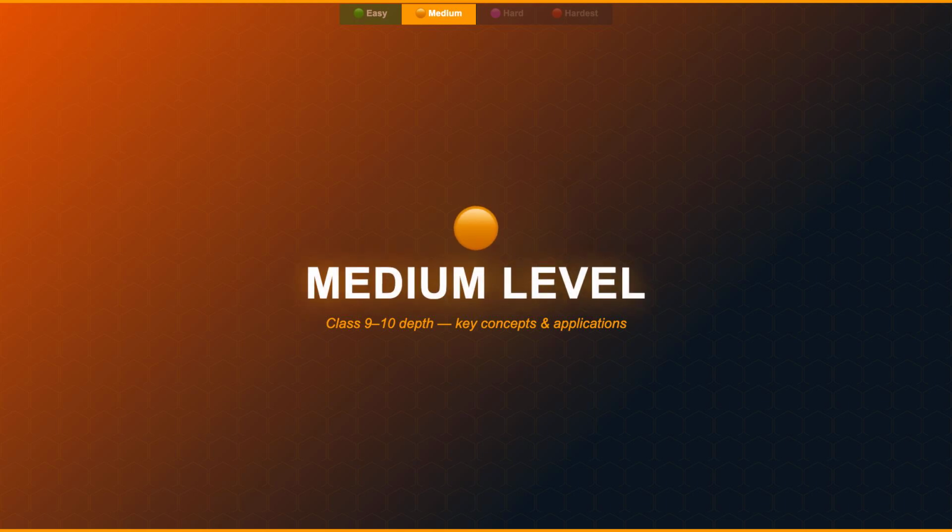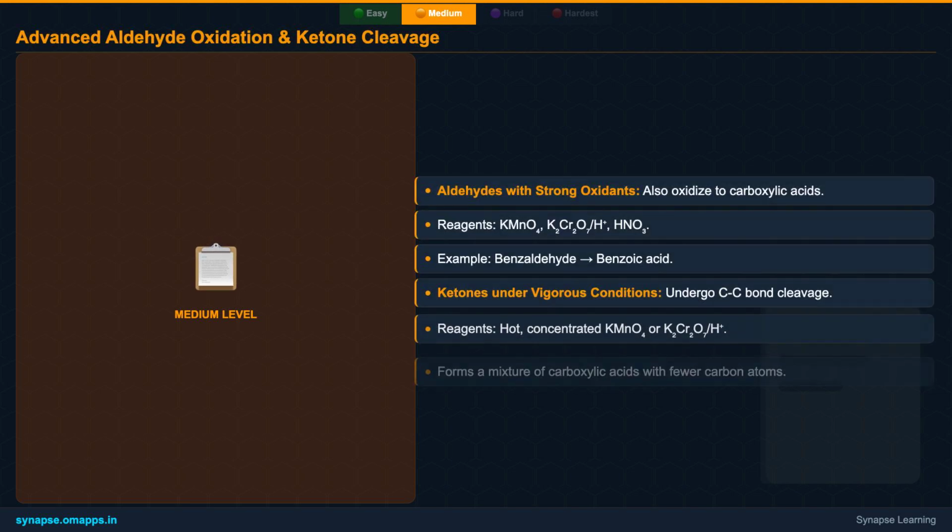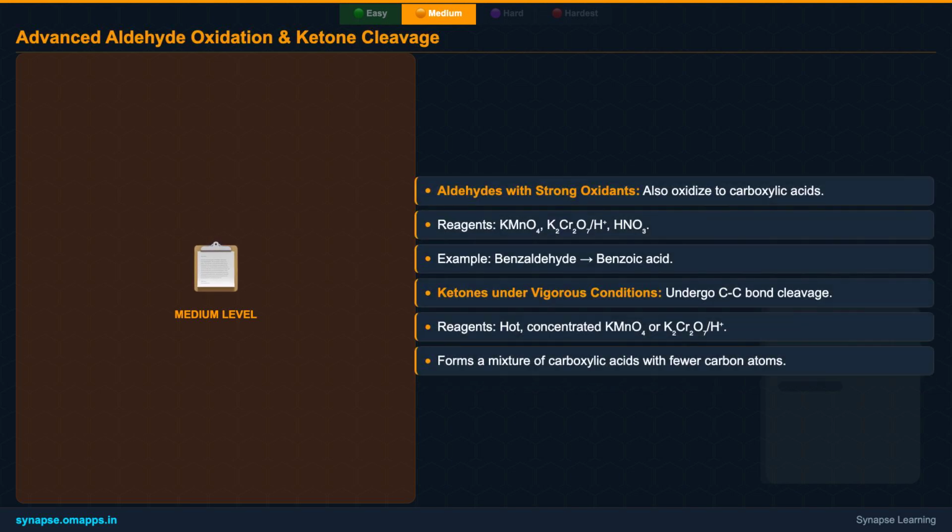Now that we've covered the basics, let's delve deeper into the specific reagents and conditions that govern the oxidation of aldehydes and ketones. Aldehydes aren't just sensitive to mild oxidants, they can also be oxidized by stronger agents like potassium permanganate, potassium dichromate, or even nitric acid. These reactions also yield carboxylic acids, but they're less selective. For instance, benzaldehyde readily converts to benzoic acid.